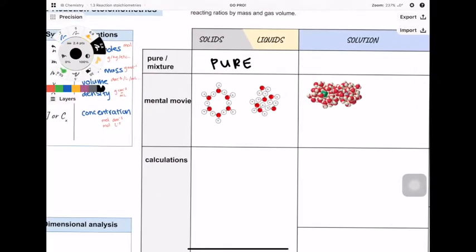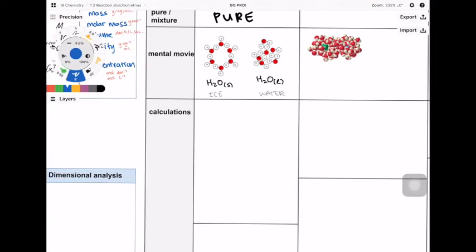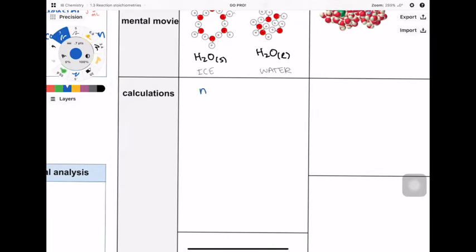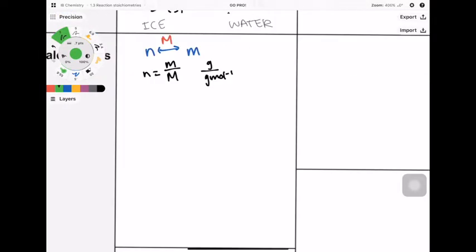Now for pure solids or liquids, such as ice or water, there are a few calculations that you need to be able to do. We're going to look at two in particular. The first one that you need to be able to convert between, we've been practicing quite a bit, is this idea of converting between the mass of something to the moles and vice versa. And again, this is done using our molar mass. So for example, if we're trying to figure out the number of moles of something, we take our mass, we divide it by our molar mass, and one of the ways to make sure you're using the right formula is to make sure that your units cancel out correctly to give you the correct units.